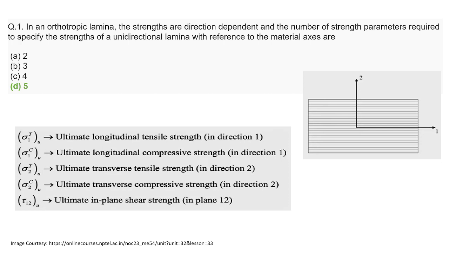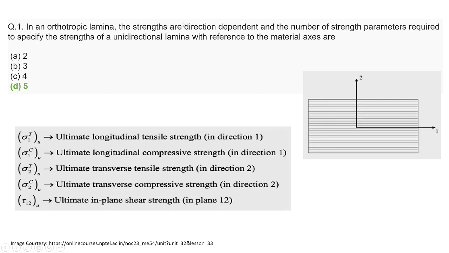So the first question is, in an orthotropic lamina, the strengths are direction dependent and the number of strength parameters required to specify the strengths of a unidirectional lamina with reference to the material axis. So as you can see, here it is a lamina. In an orthotropic lamina, we have already discussed what an orthotropic lamina is. So in this lamina, there are two axes, 1 and 2. And for a lamina, we assume that in axis number 3, the thickness is very small, so we don't consider it; we only consider two of the axes, 1 and 2. It can be in global axes, you can say x and y. Here we have given the numbers 1 and 2 as the principal axes.